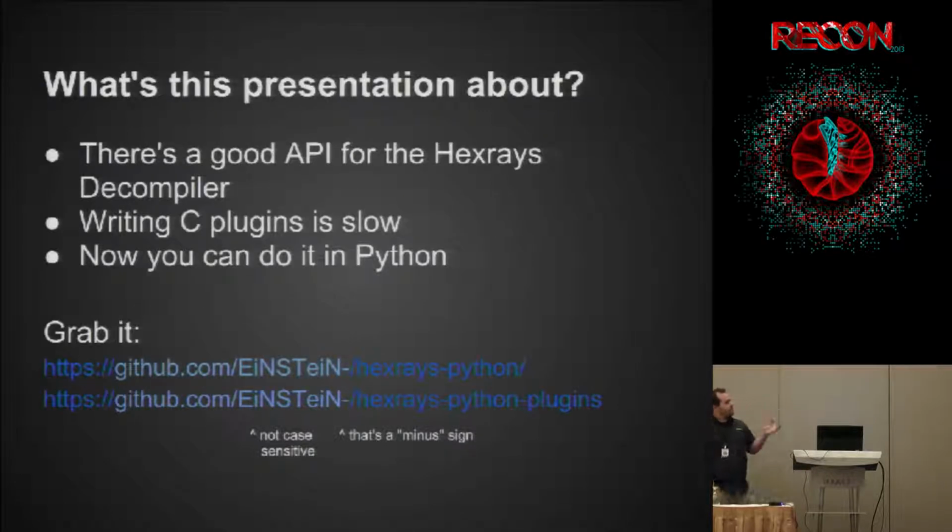So there's a great API for the HexRays Decompiler, but writing C code is slow. Writing Python code is faster, so now we can do it in Python. You can use the API for the Decompiler. You can grab it here. The username is not case sensitive, so just go on GitHub /Einstein, and that's a minus sign because GitHub already has another Einstein.